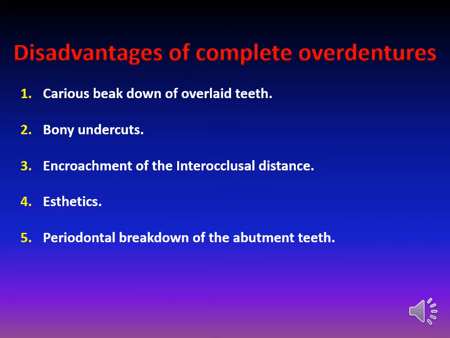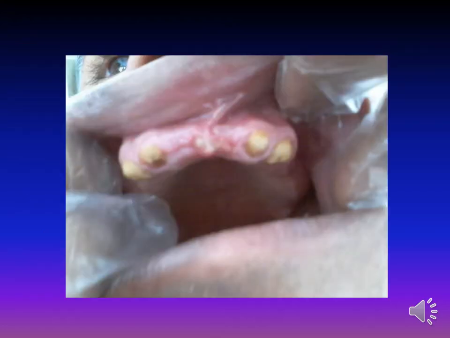Encroachment on interocclusal distance, which is managed by using coping and attachment. Aesthetics may be severe. Periodontal breakdown of the abutment teeth. This is the undercut, which is a problem to the patient in insertion and removal of the denture.